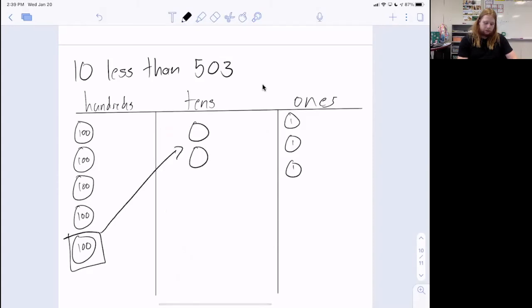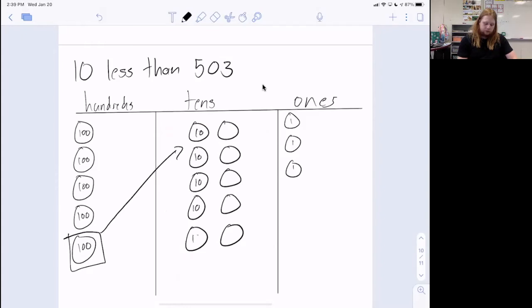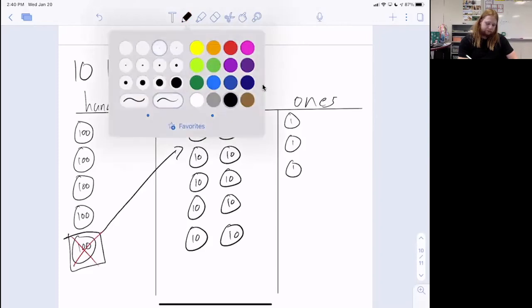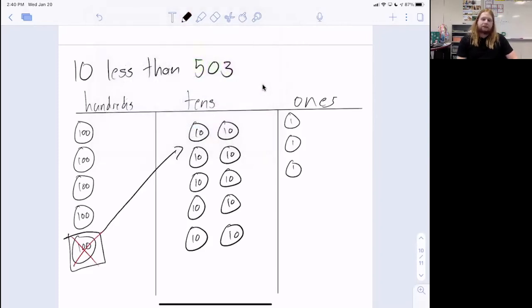1, 2, 3, 4, 5, 6, 7, 8, 9, 10. Notice they're not all the same shape, but they are all around the same size. All right, now let's put a big red X through that 100 since we used it. All right, now we're taking away 10, right? Okay, let's take that 10 away. Boop, it's gone.